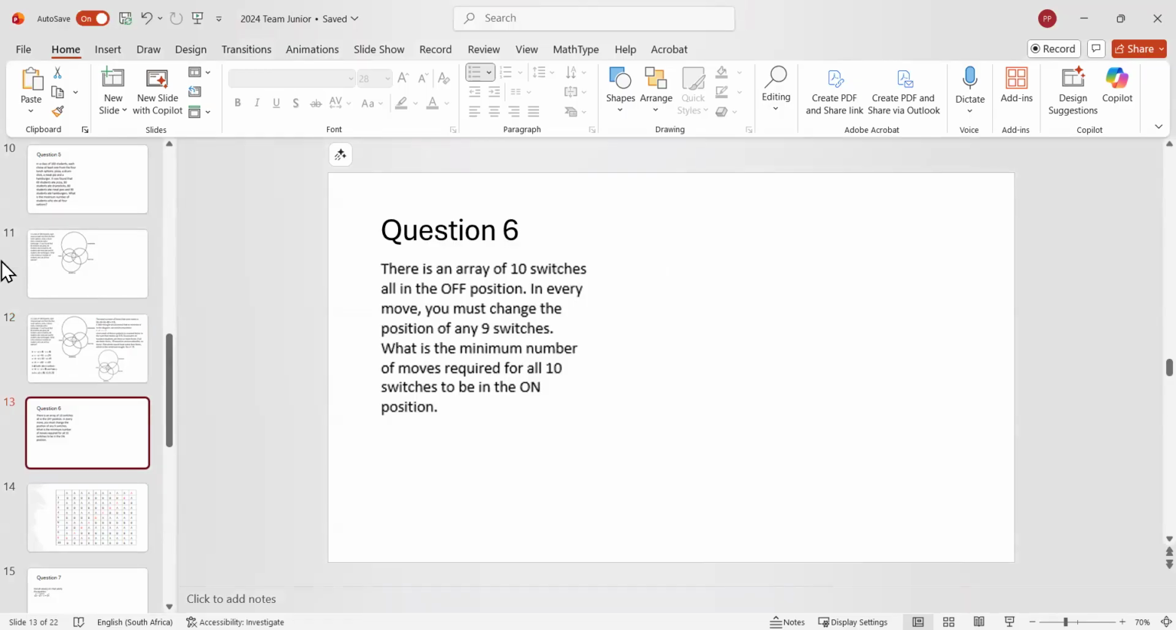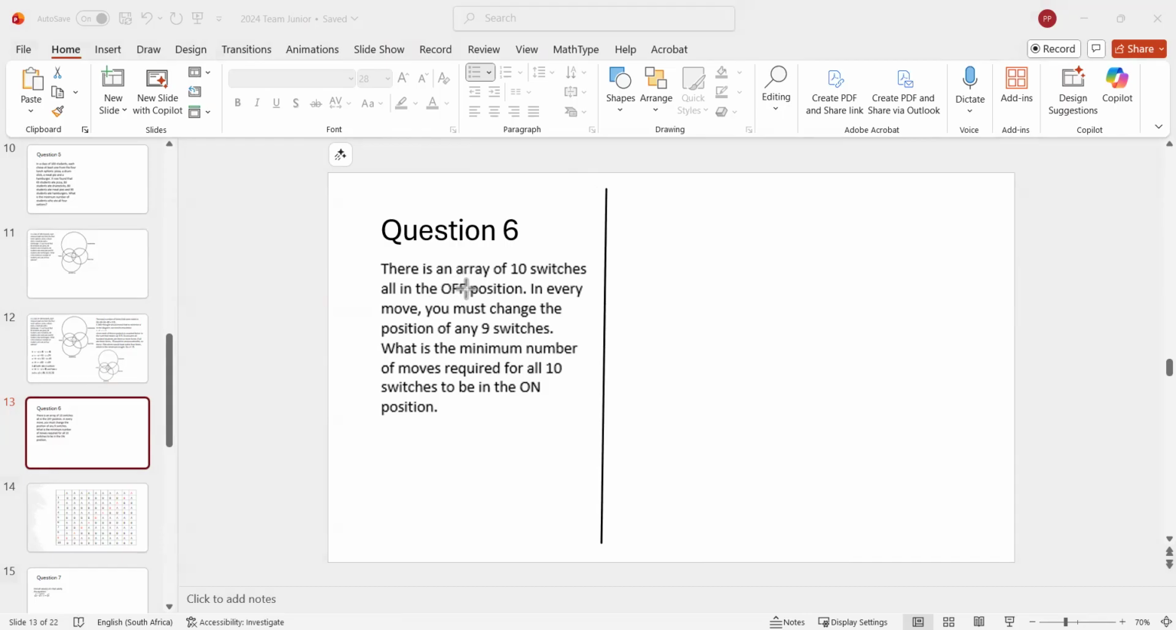Question 6 reads the following. There is an array of 10 switches, all in the off position. In every move, you must change the position of any of the 9 switches. In other words, from the off, you change it to on. What is the minimum number of moves required for all 10 switches to be in the on position?